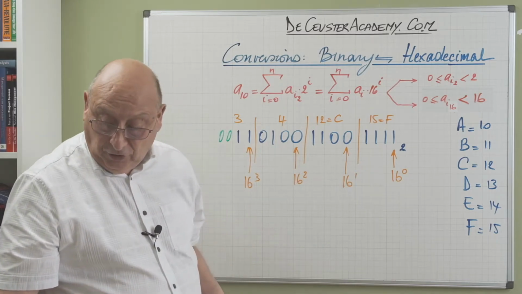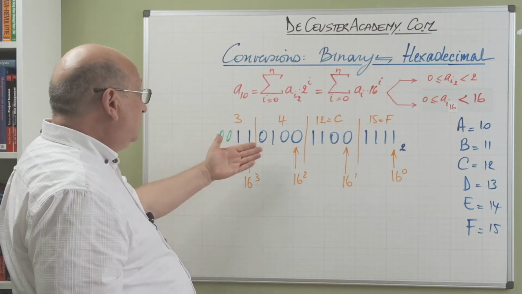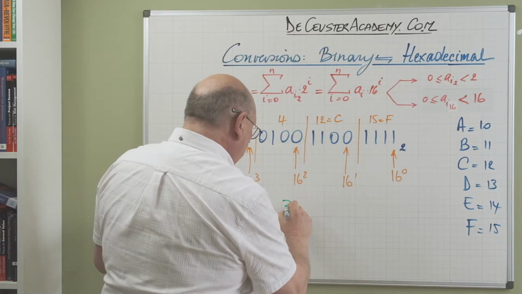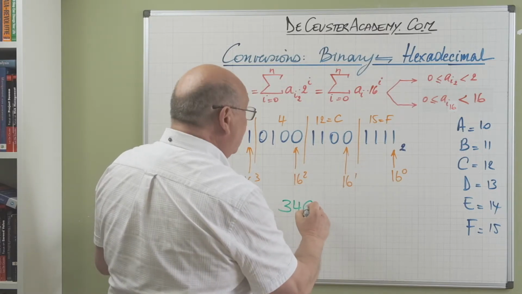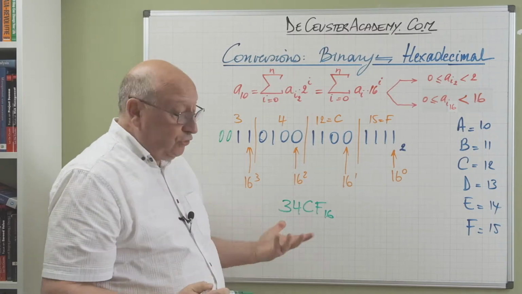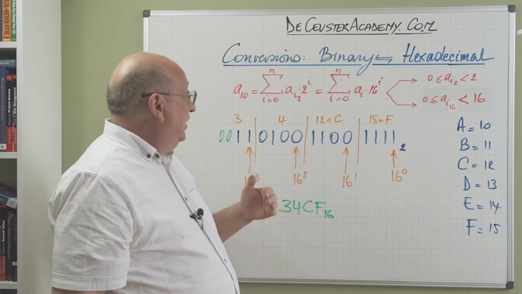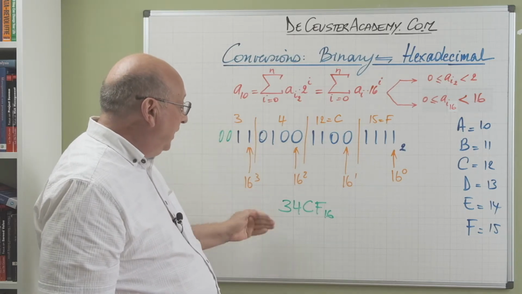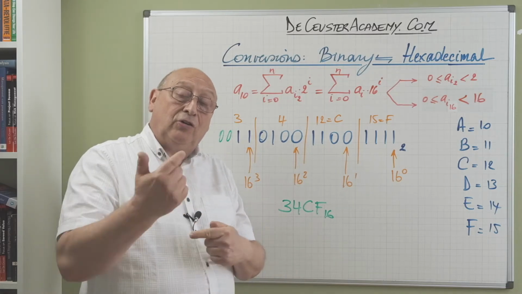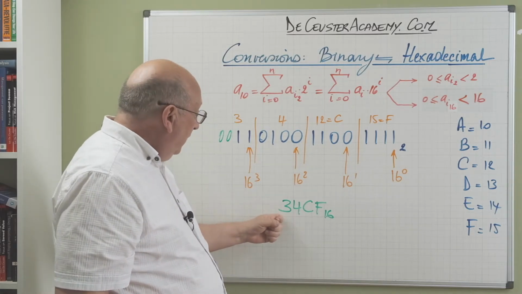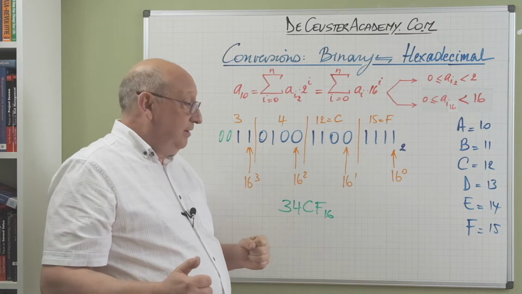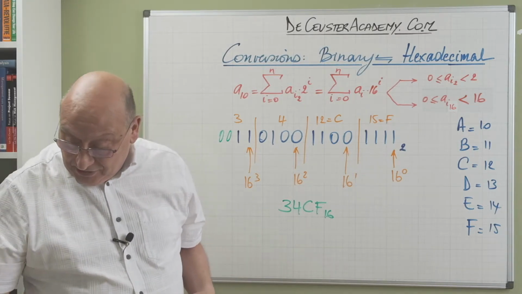So the final result here of this binary number is in fact the hexadecimal number 3, 4, C, F in base 16. So that's the second example of the conversion between a binary number and a hexadecimal number. Let's do the conversion in the other direction, from a hexadecimal number into a binary number. And we can try it with this one immediately.